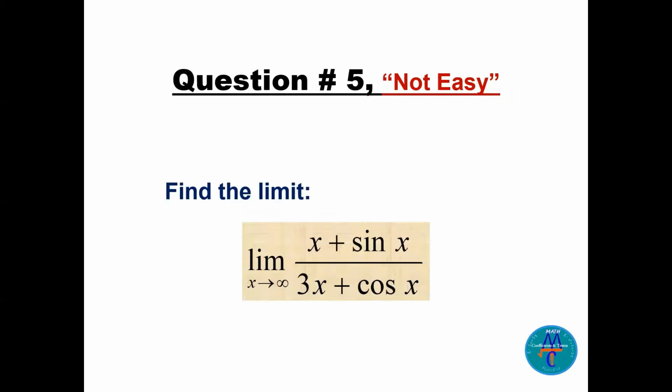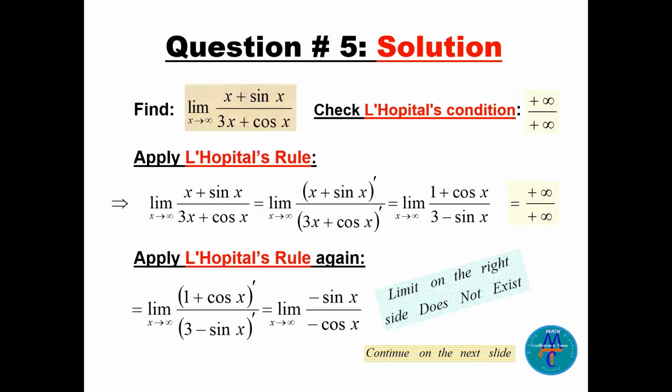Question number 5, not an easy question. Let's see, find the limit of x plus sine of x divided by 3x plus cosine of x, as x goes to infinity. Let's apply and check L'Hopital's rule. X goes to infinity, so this will be infinity over infinity.